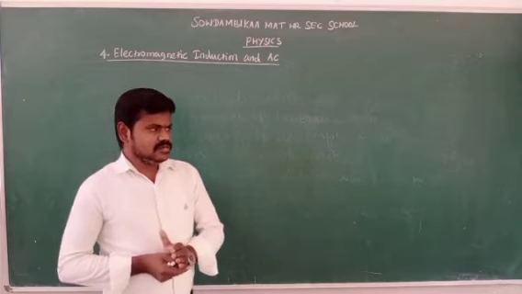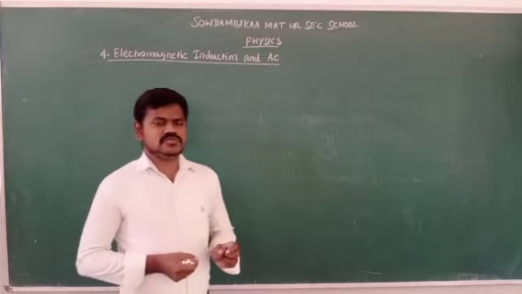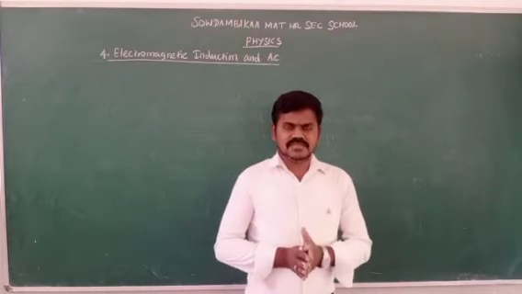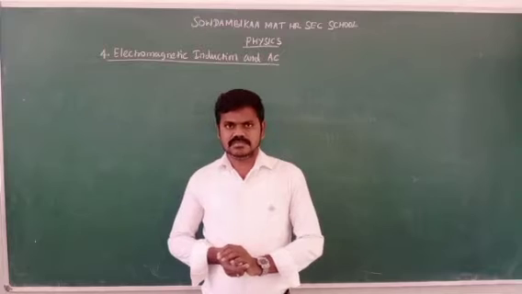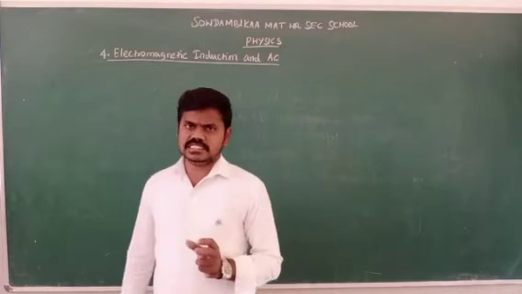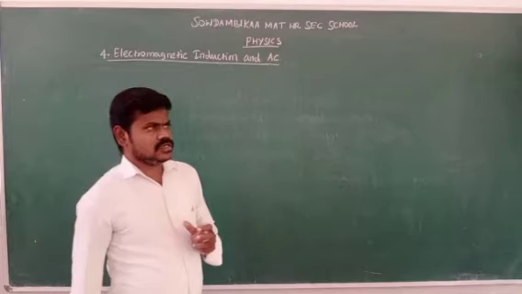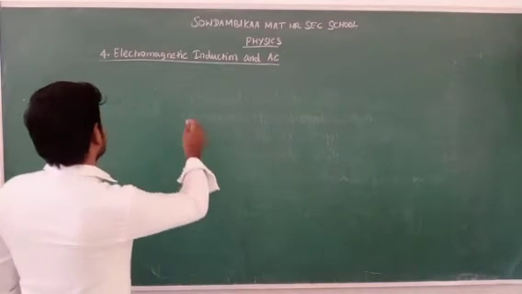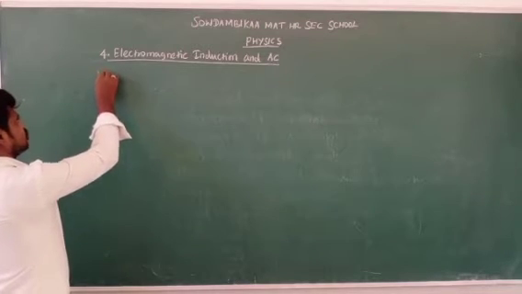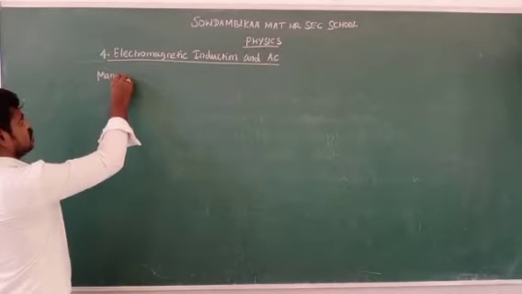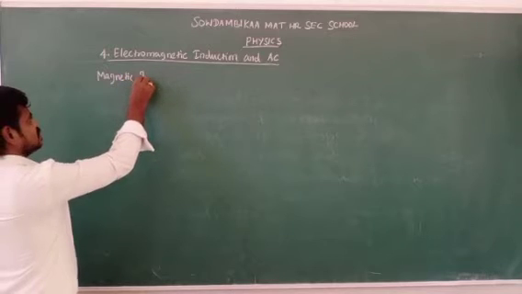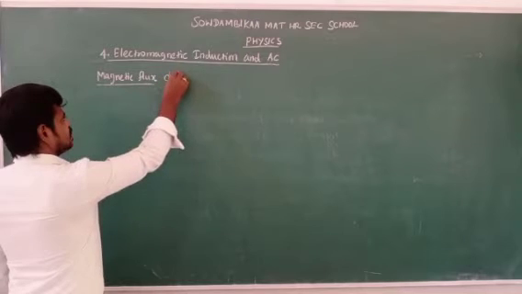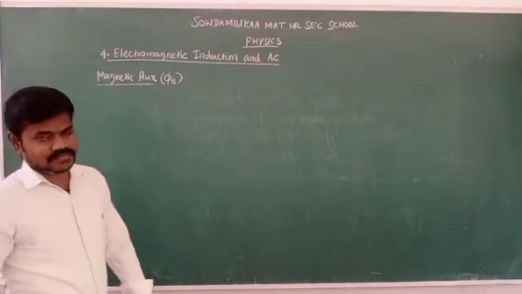We know that when a current flows through a conductor, it produces a magnetic field, and a changing magnetic field also produces an electric current. That is called electromagnetic induction. Before seeing electromagnetic induction, what is the definition of magnetic flux? First, we will discuss magnetic flux. Magnetic flux is indicated by the symbol phi B.